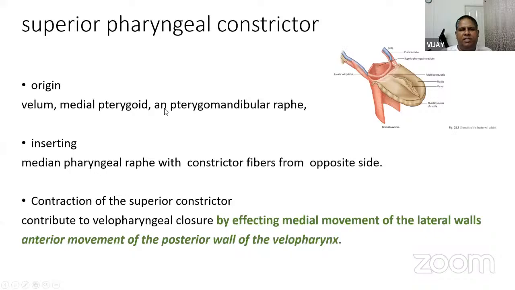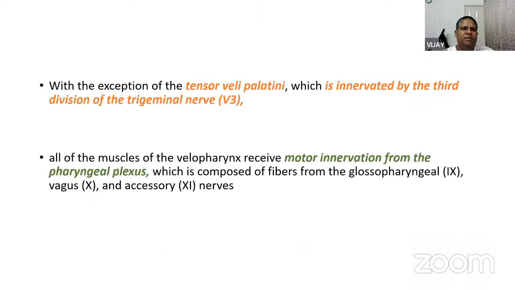Superior pharyngeal constrictor is another important muscle. It originates from the velum, that is the soft palate, the pterygoid, and the pterygomandibular raphe. It inserts into the median raphe. Constriction of the superior constrictor contributes to the velopharyngeal closure by movement of the lateral walls, but the genuine movement of the velum is mainly by the levator palati.